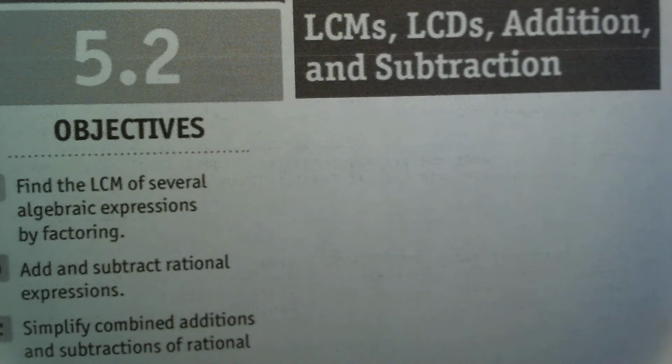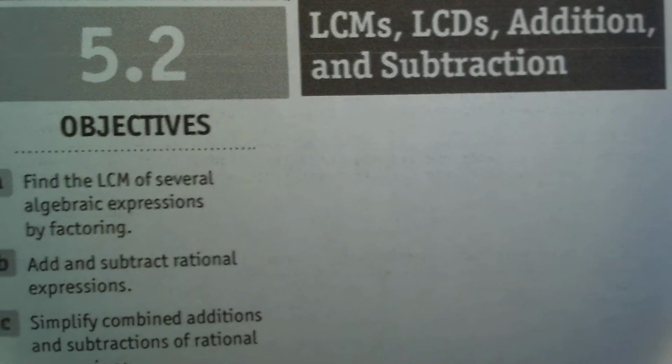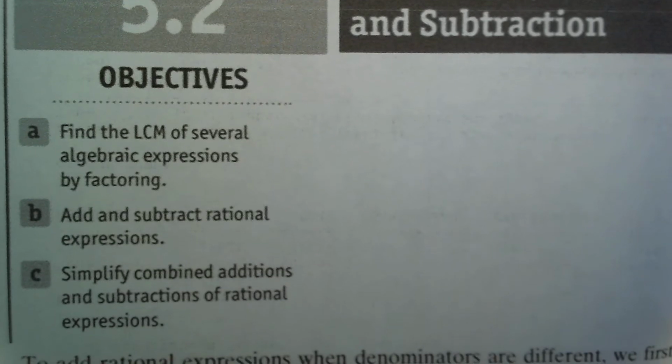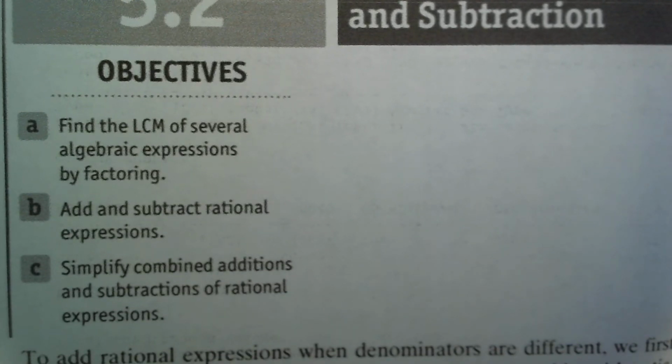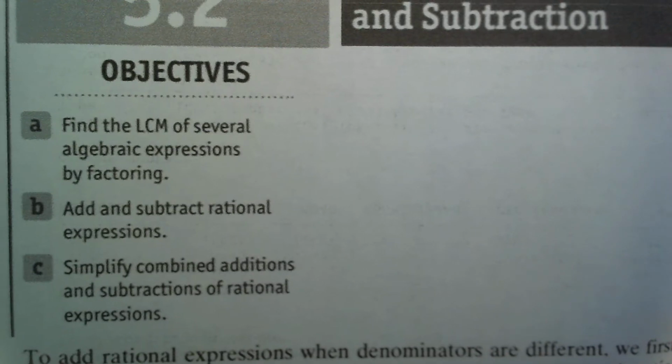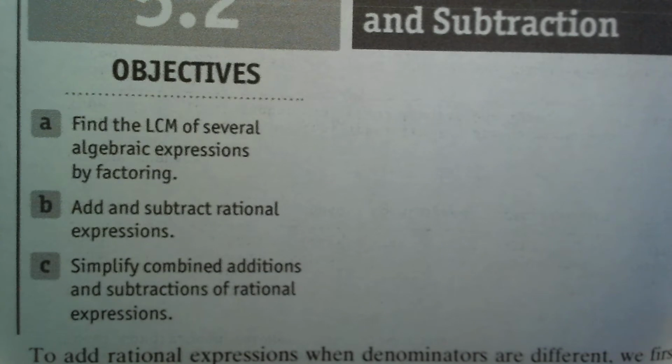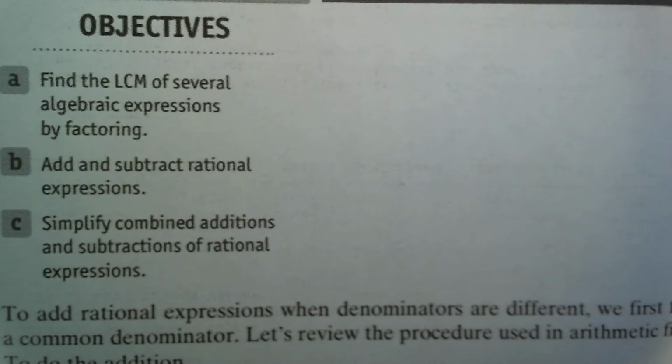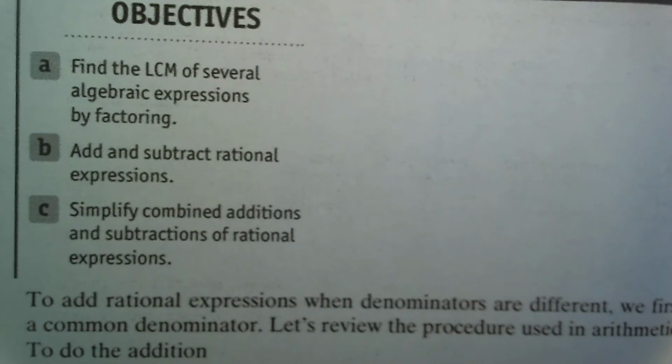This is section 5.2, and it is about the least common multiples, least common denominators, and the addition and subtraction of rational expressions. And so here are the three objectives: to find the LCM, the least common multiple of several algebraic expressions by factoring, then to add and subtract the rational expressions, and then to simplify combined additions and subtractions of rational expressions.